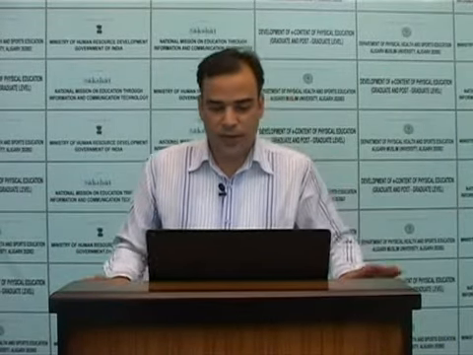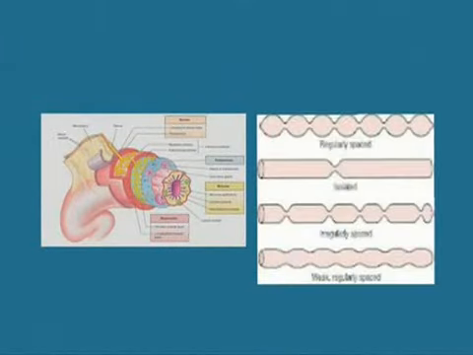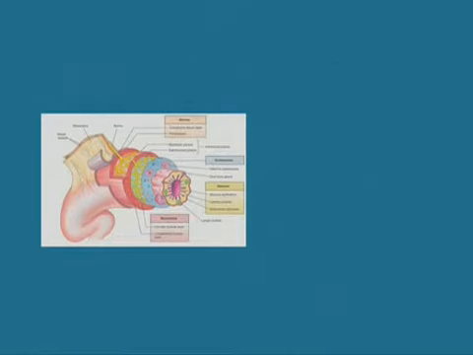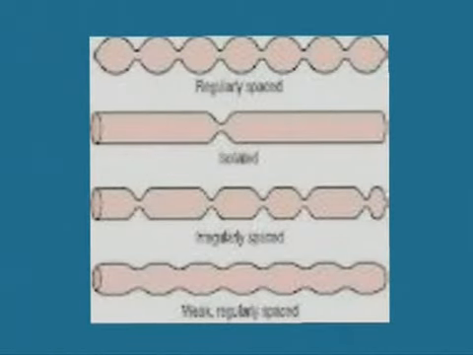Now if we discuss the movements, various movements take place in the GIT, but on a functional basis they can be divided into two types. One is the propulsive movement, second is the mixing movement. Propulsive movements are those movements which cause food to move forward from one part of the digestive system to the other. The second functional type of movement is the mixing movements. Mixing movements help mix the food with different secretions inside the GIT.